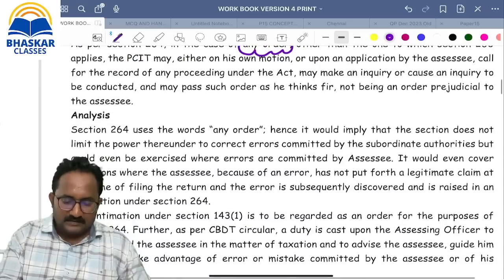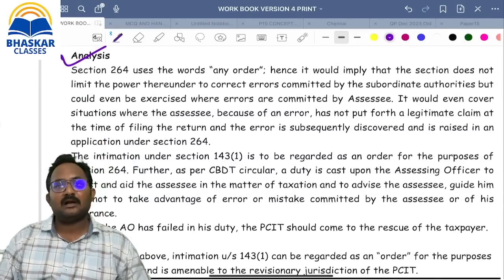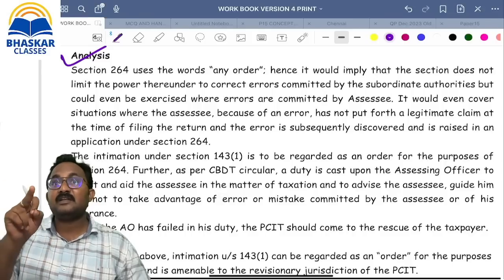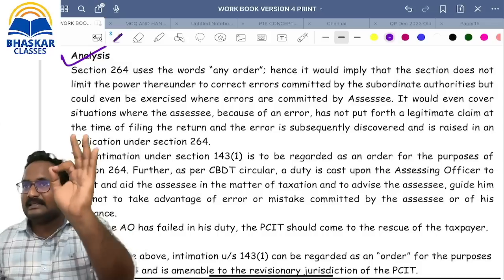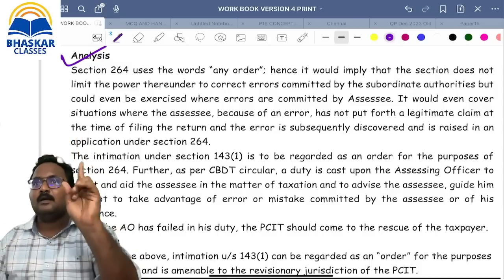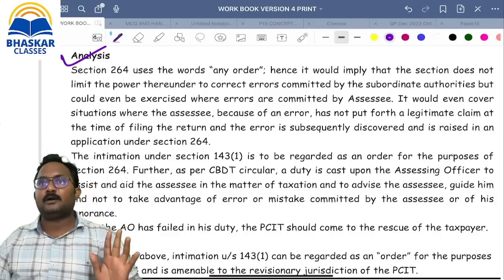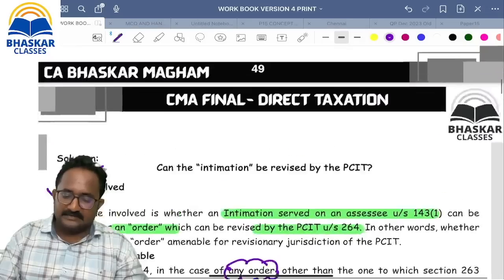Then in the analysis, they have added one line. What is that line? Intimation is not an assessment order. But for the purpose of making an appeal and for the purpose of making a revision, it is also treated as an assessment order only. Generally, you can't treat that as an assessment order. It isn't just intimation, but for these two purposes, appeals and revisions, that can be treated as an assessment order only. Now can you tell me what can be done by the assessee?